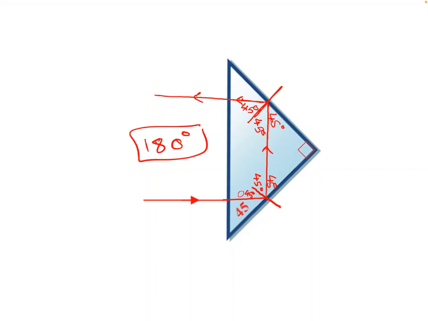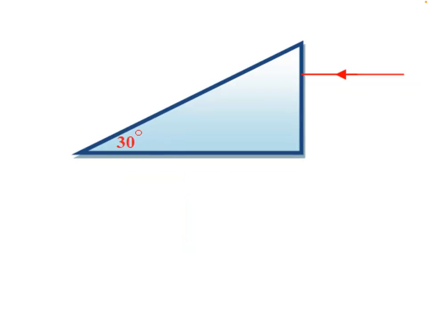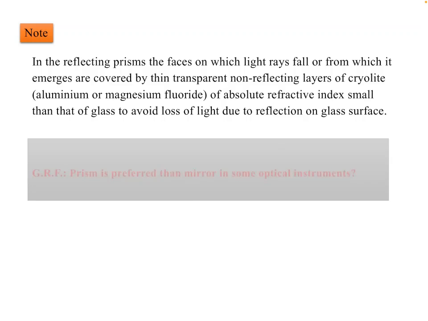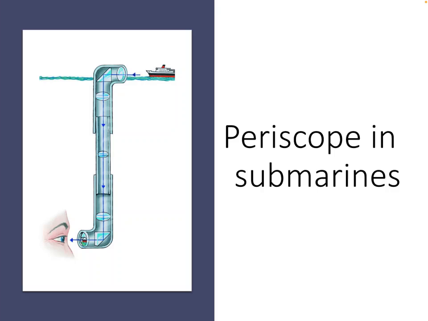These prisms are used in periscopes and in binoculars. Look at this. This is the application. Periscope. The light ray falls this way and is reflected. Then another one, and it is reflected this way, so the eye can see the shape on the water.